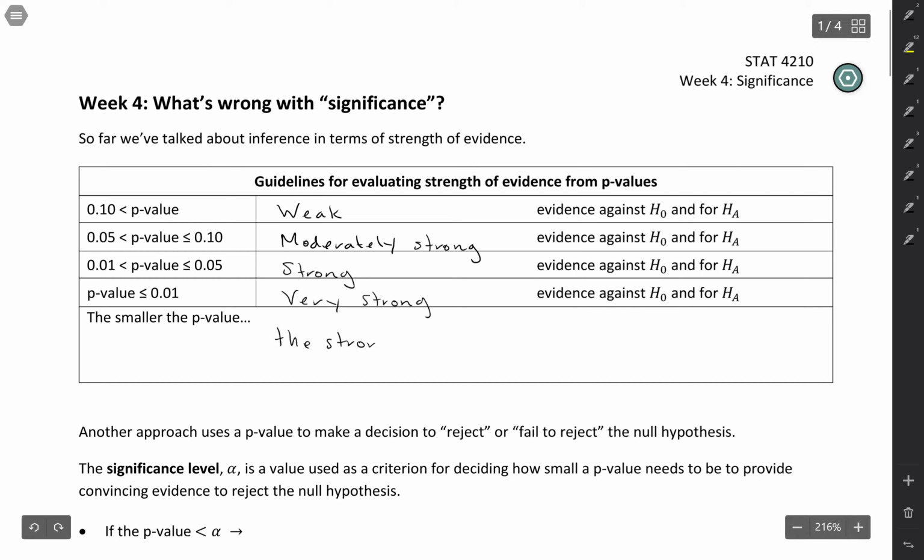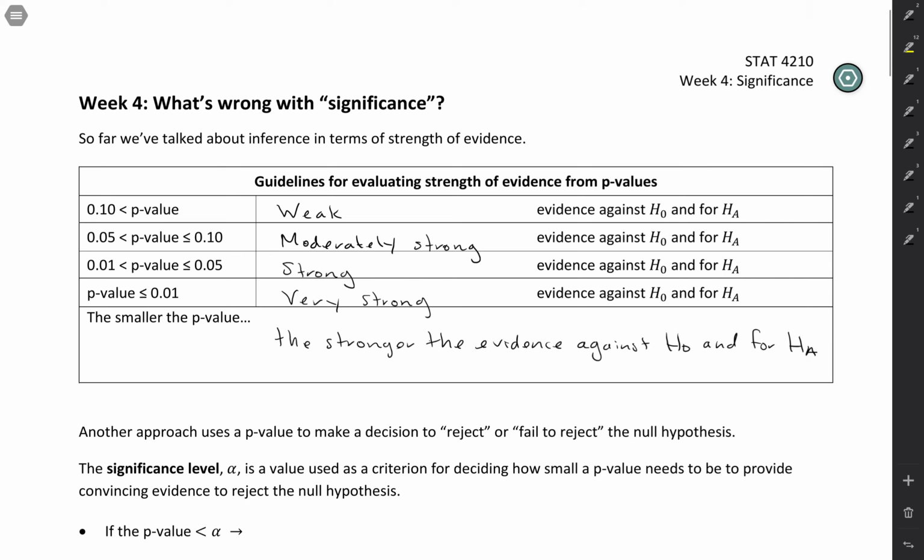And anytime we talk about the strength of evidence in this class, we always mean the strength of evidence against the null hypothesis and for the alternative. Since this is just a continuum, there's really nothing magic about any of these cutoffs. It can be helpful to have guidelines for describing how strong your evidence is, but it's important to think of this as a continuous thing.